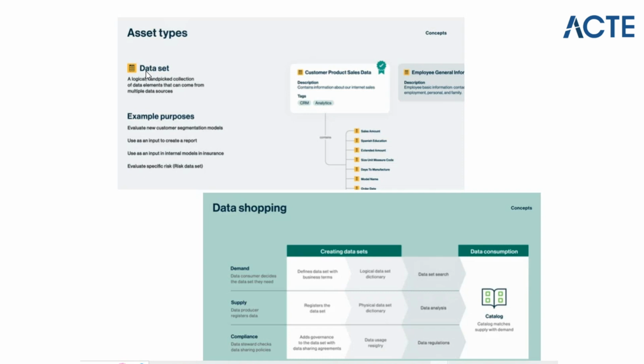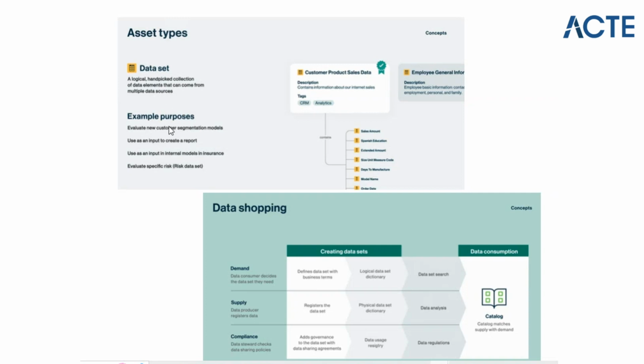So, asset types, and we have data sets. A data set is a logical, handpicked collection of data elements that can come from multiple data sources. So I'm having HR data in Japan and in Korea and in India and in America. I need to relate all this HR data alone, seeing how HRs from different countries are performing. So I can aggregate all the HR data from various communities and domains, and add it into a data set. Logically, we are grouping the physical data assets into a data set.